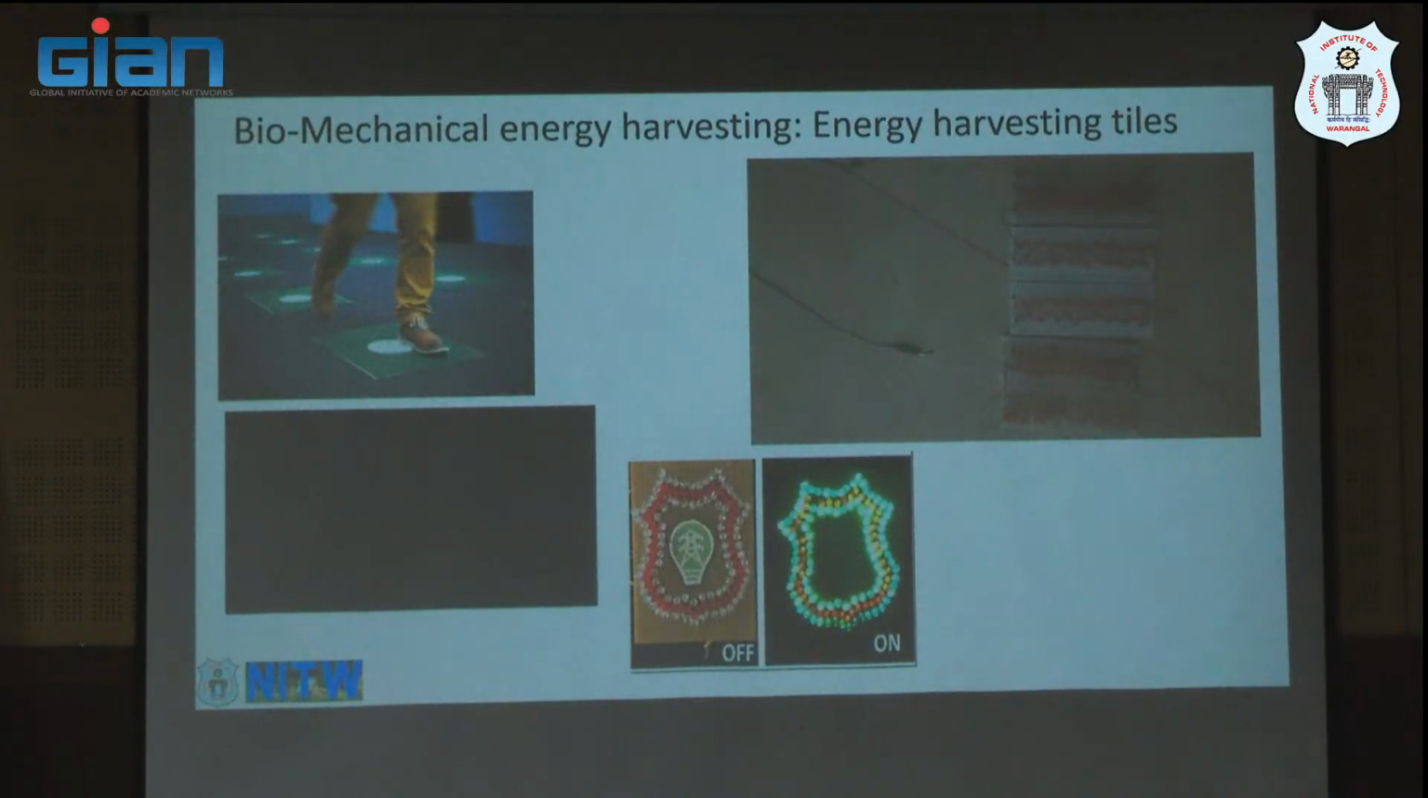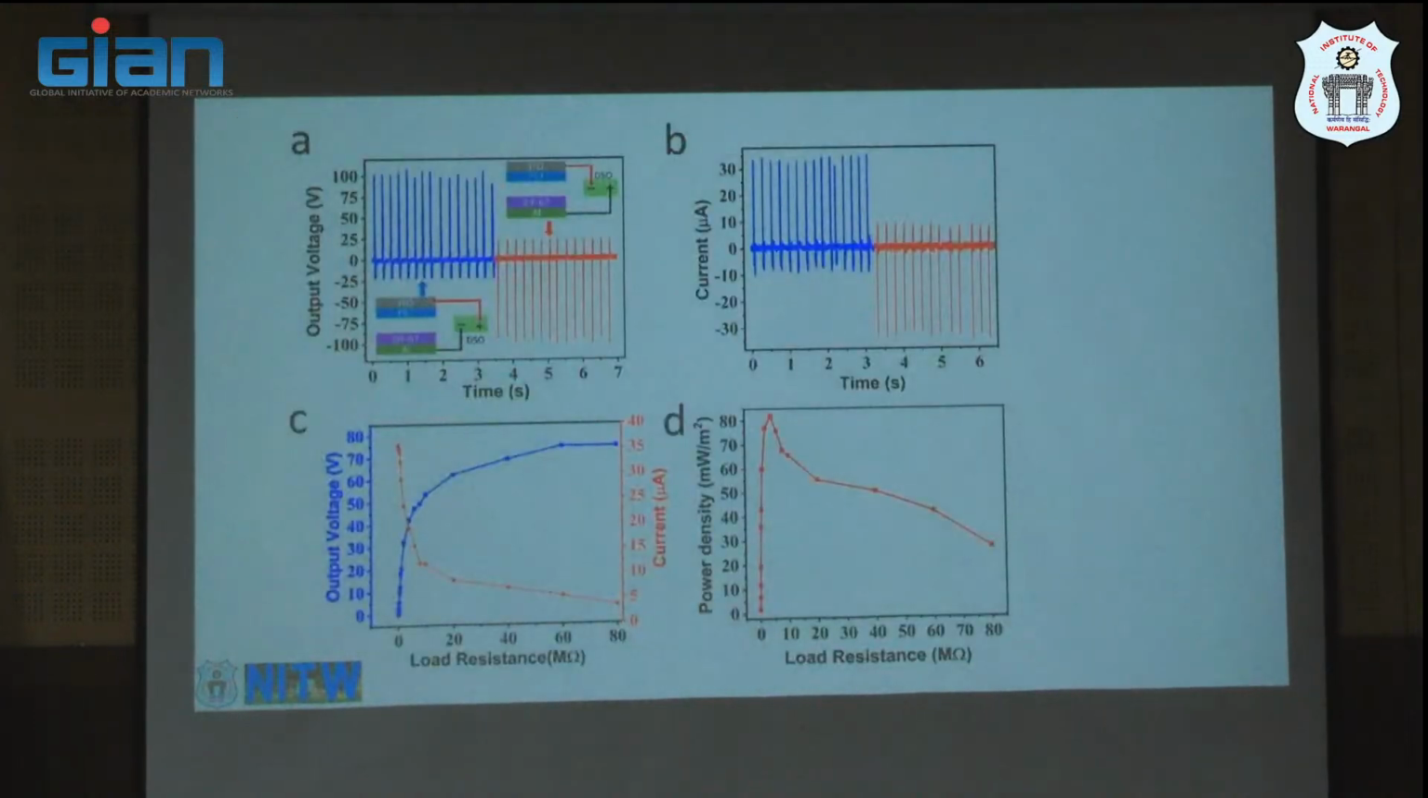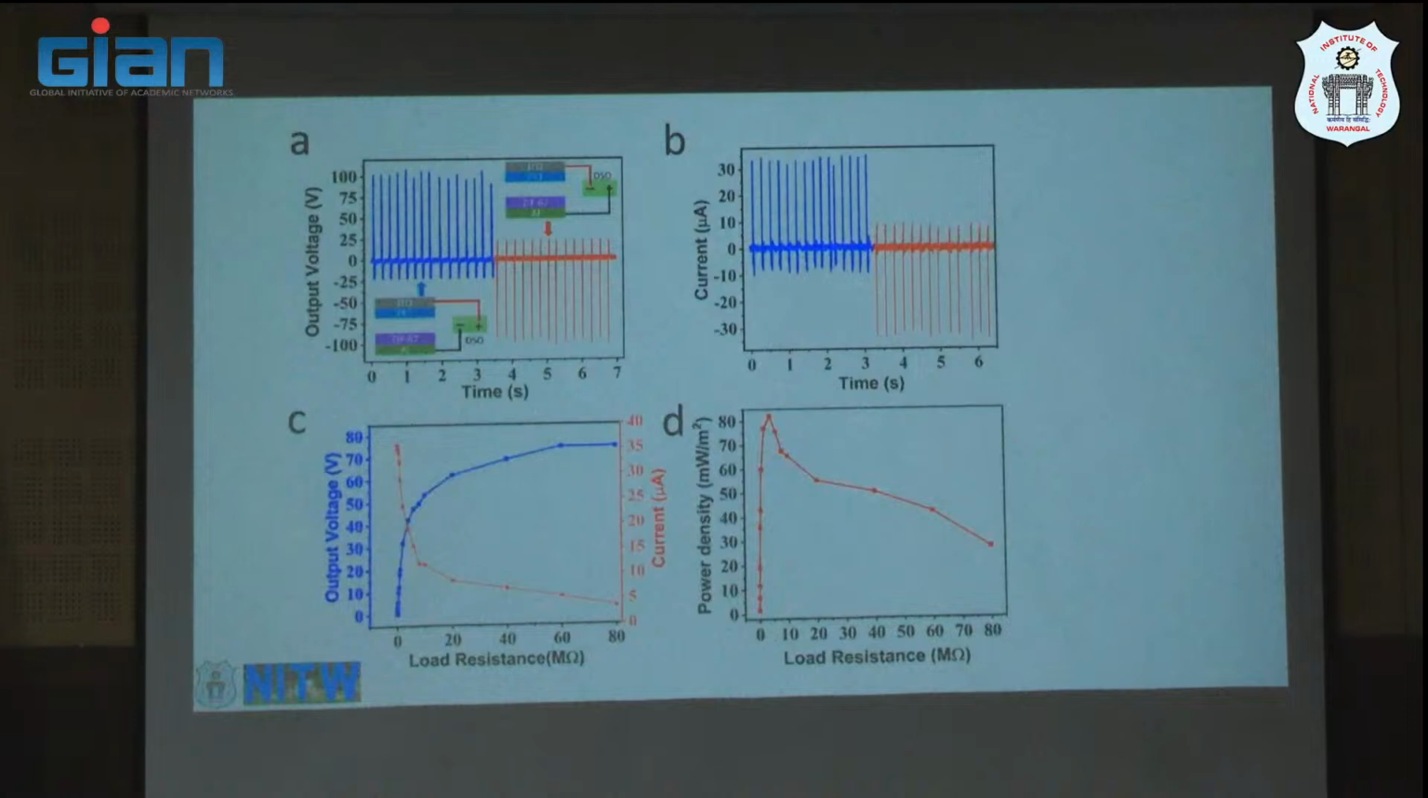Because if you look at the outputs here, if you go back and look at the output here, you are getting 100 volts peak, right? If you touch it, you may get 15 volts peak. That is more than enough for the Arduino board to read and send the signal.